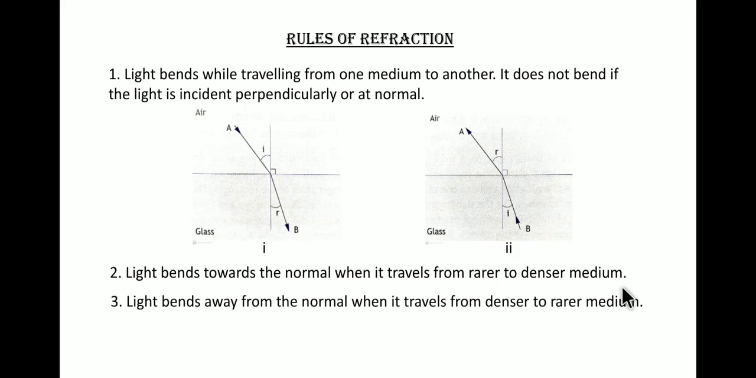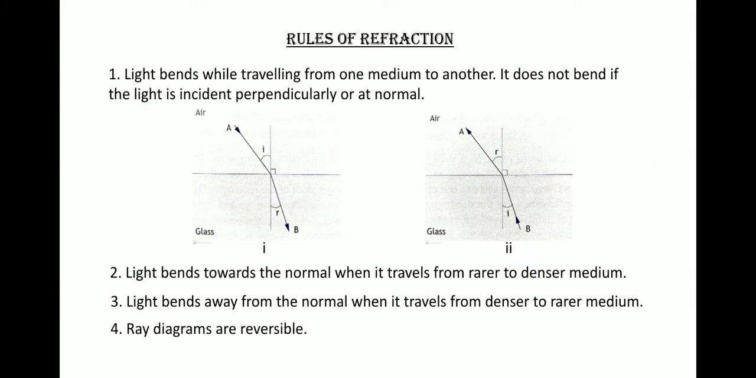Number 3, light bends away from the normal when it travels from the denser to rarer medium. Over here we can see that when the light is traveling from the denser medium to the rarer medium, the light bends away from the normal. So this is the normal over here, and the light is bending away from the normal. It is not coming towards the normal, but it is bending away from the normal.